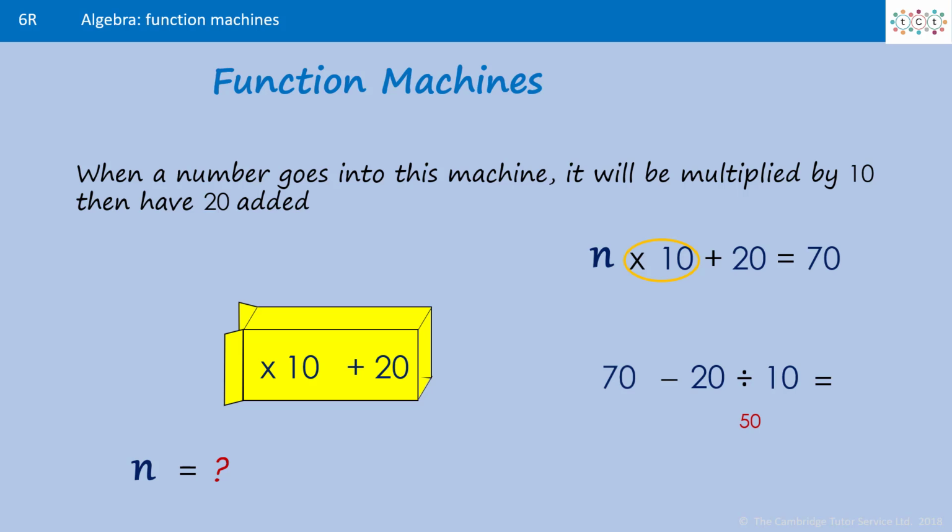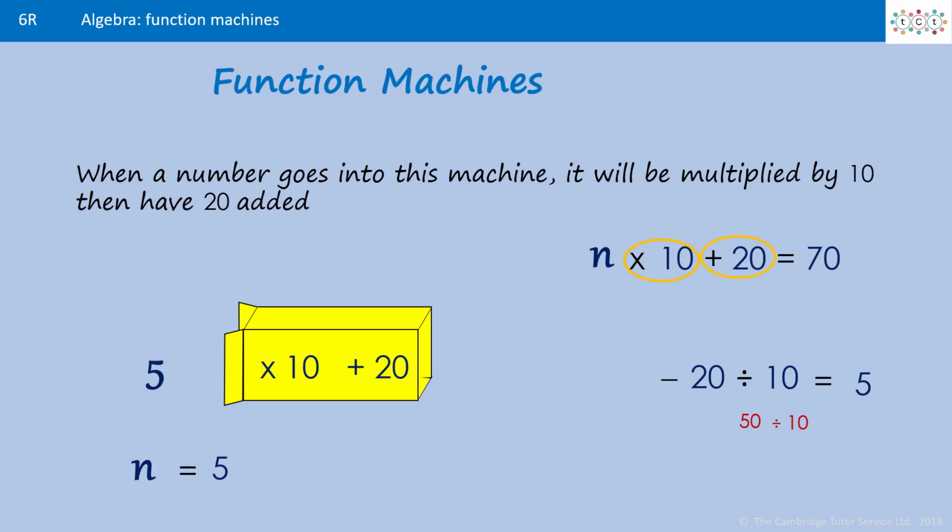So 70 take away 20, then divide that by 10 will give us whatever n was. So 50 divided by 10, that's 5. So n equals 5. 5 was what went into that box.